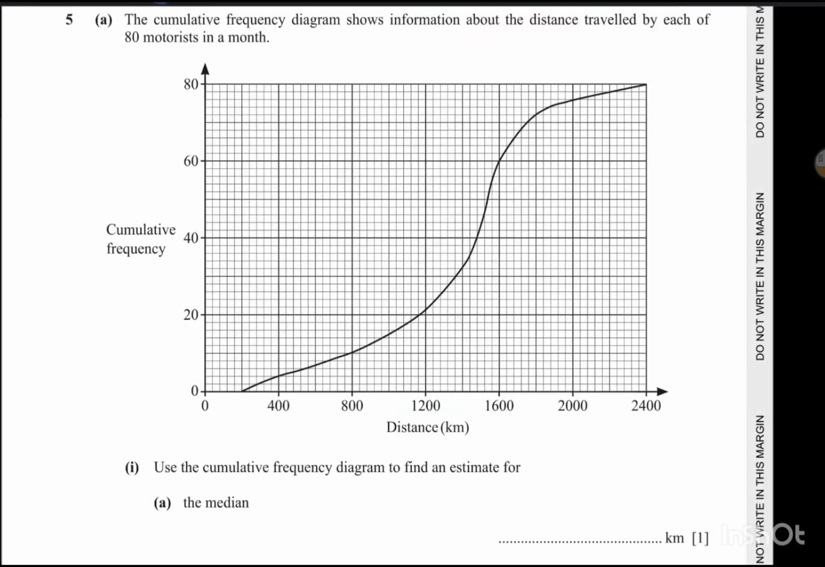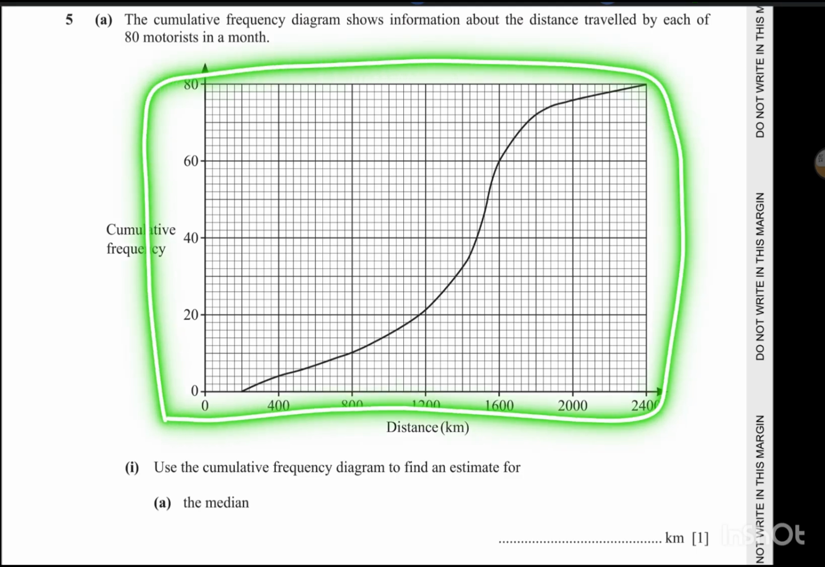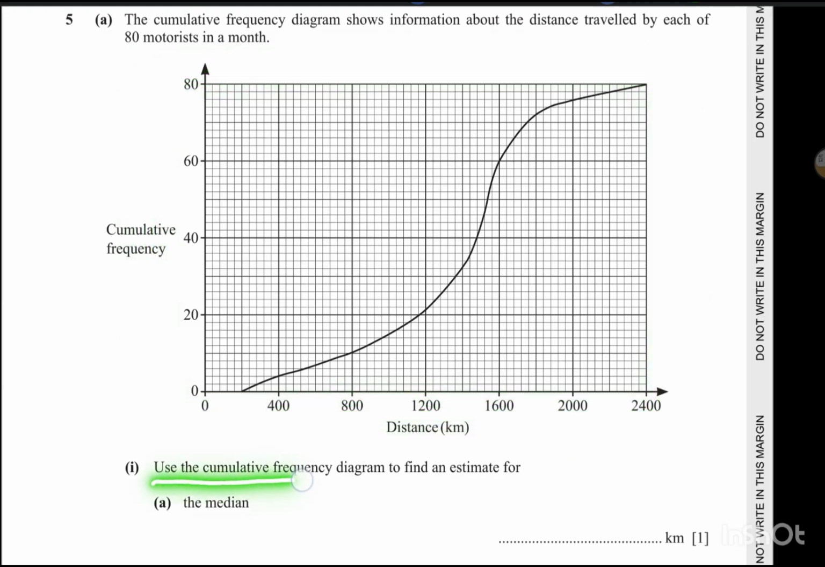Question number 5. The cumulative frequency diagram shows information about the distance traveled by each of 80 motorists in a month. This is the cumulative frequency diagram given to us. Use the cumulative frequency diagram to find an estimate for the median. So we need to find the median.